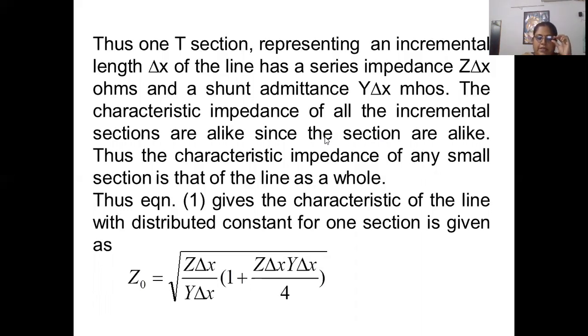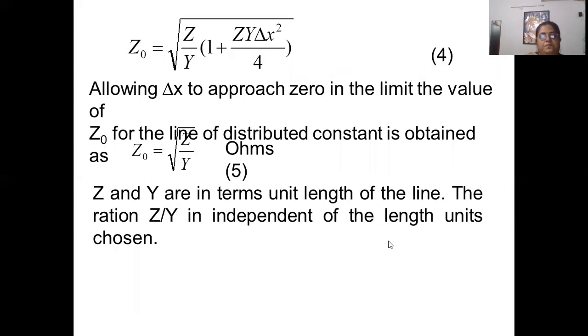So we can say that equation 1 will give the characteristics of the line with distributed constants for one section, and it is given by the following equation. Here we have taken the characteristic impedance for the transmission line where del x approaches 0 in the limit, and Z0 for the line of distributed constants is obtained by the function as square root of Z upon Y. Z and Y are in terms of unit length of the line, and the ratio Z upon Y is independent of the length unit chosen.